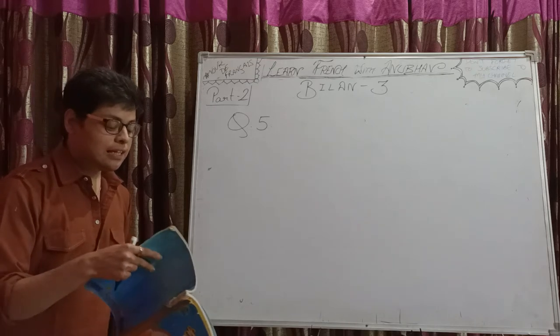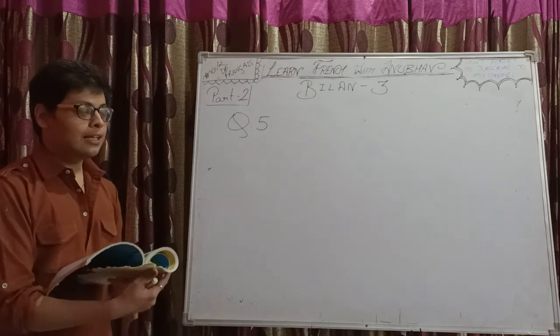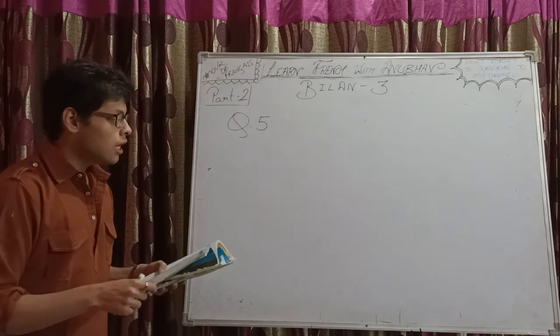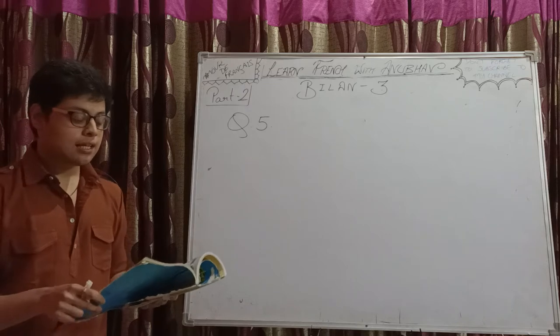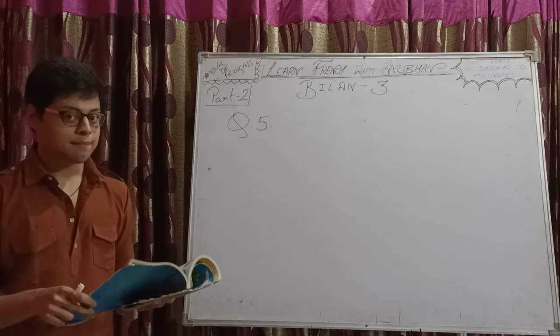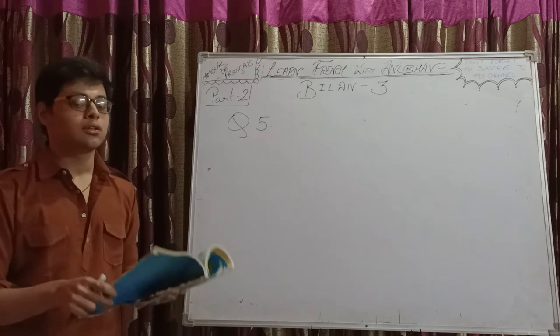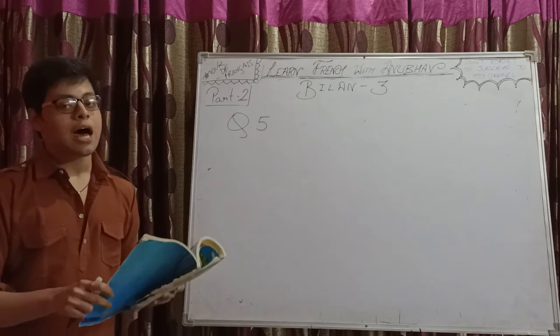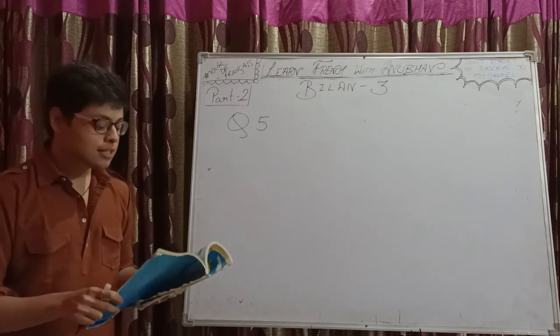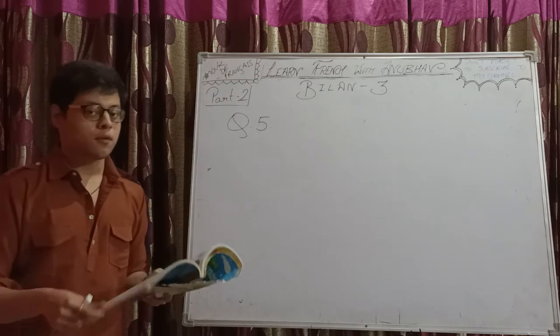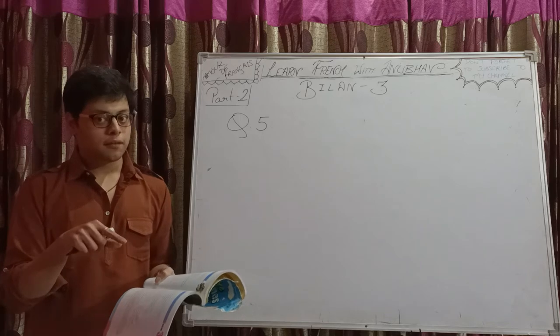So Bilan 3, we are on question number 5. Corrigez les phrases et réécris-les. So, correct the sentences and rewrite them. In the sentences given, every sentence has some mistake. You have to identify that mistake and correct it, and write the answer again correctly. Okay. So, question number 5, first one: nous allons en France dans l'avion. We go to France in a plane.